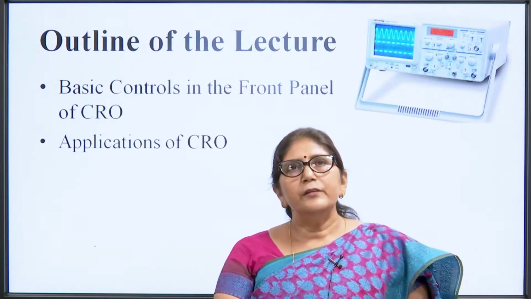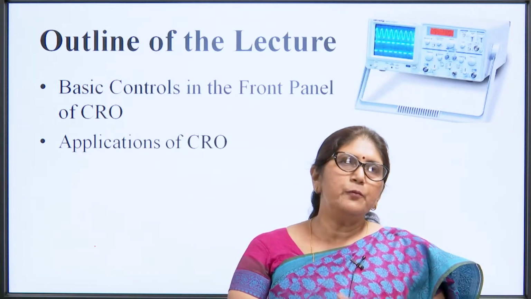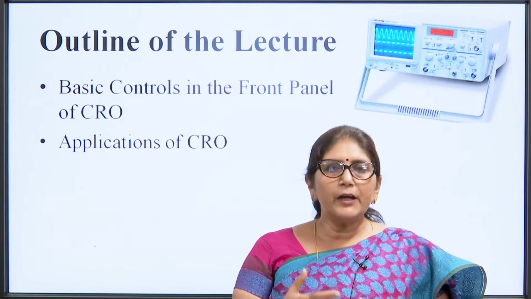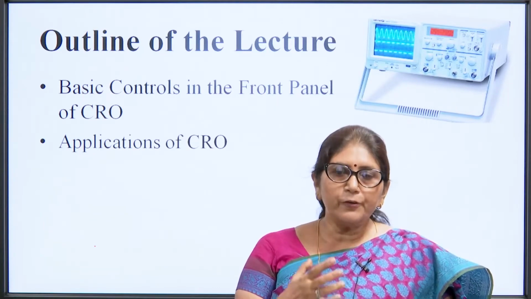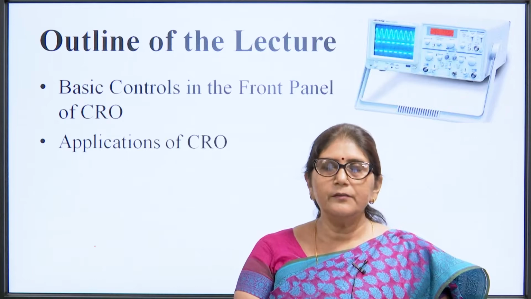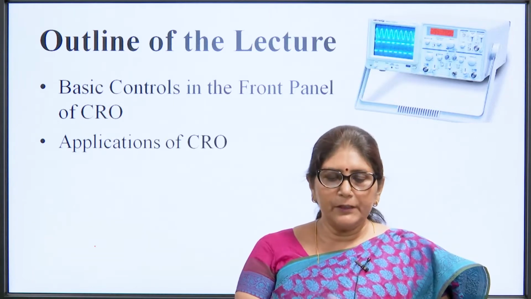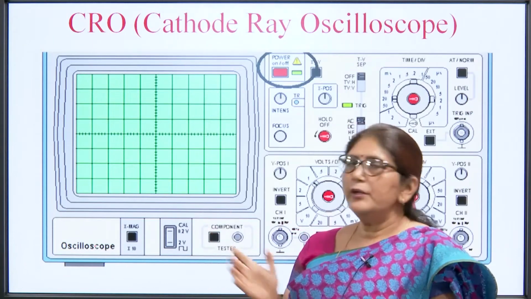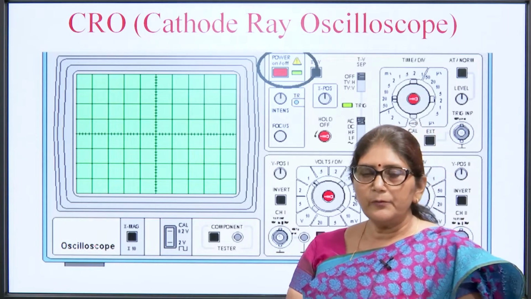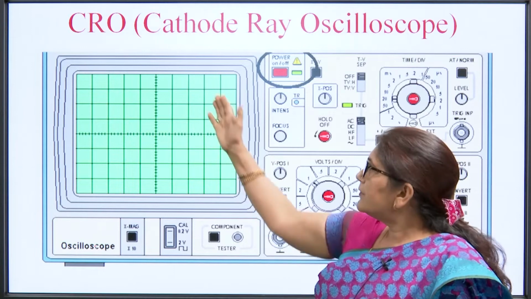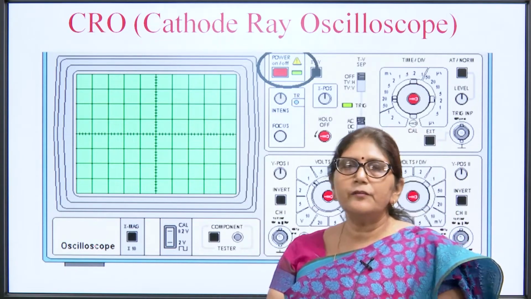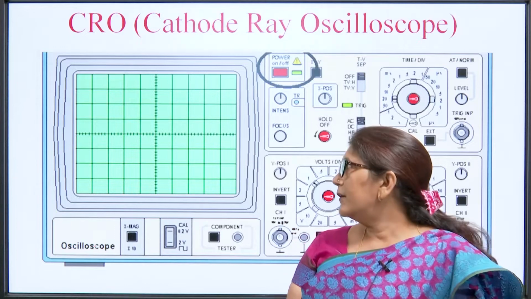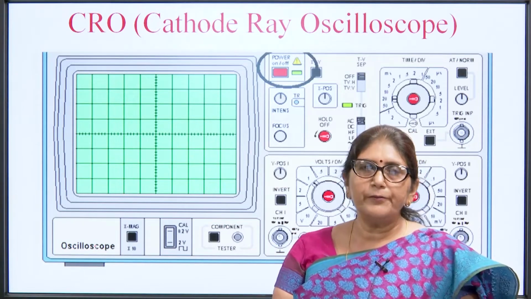In this lecture, I will cover the front panel of the CRO and how we control it and see the waveform characteristics on the CRO. Then there are different applications of the CRO. This is the front panel of a particular CRO. The first thing is the screen. The screen is generally a fluorescent screen, and in general the green color is preferred.